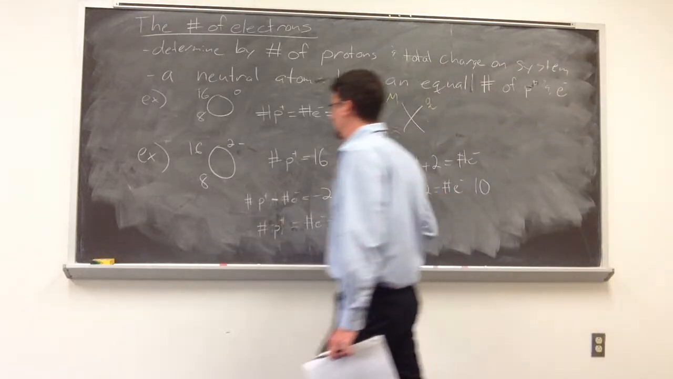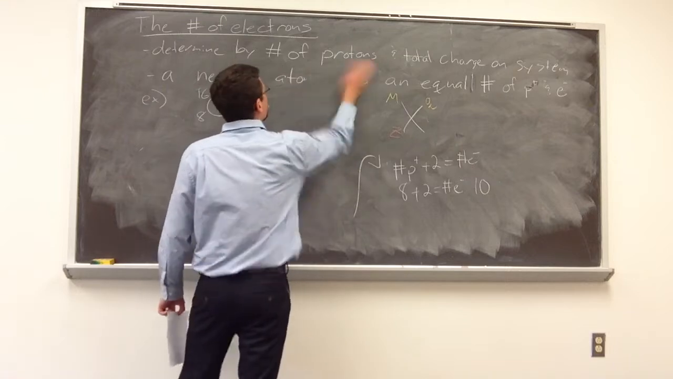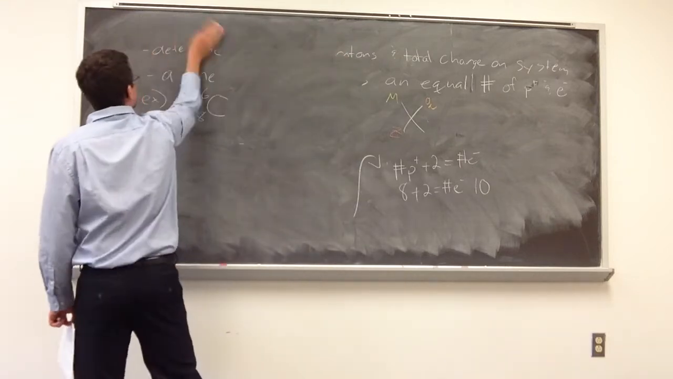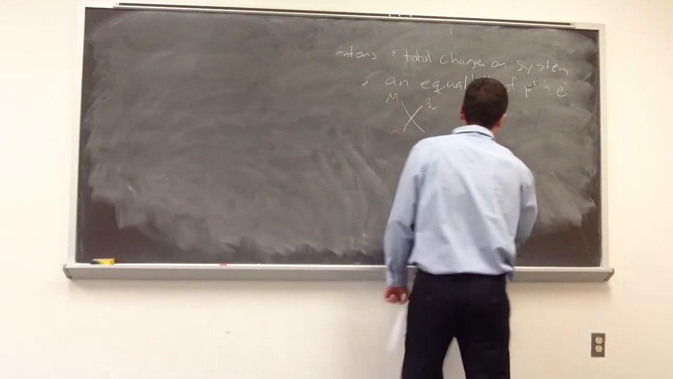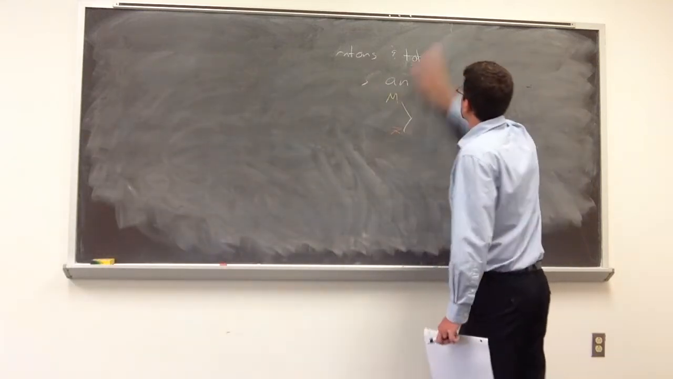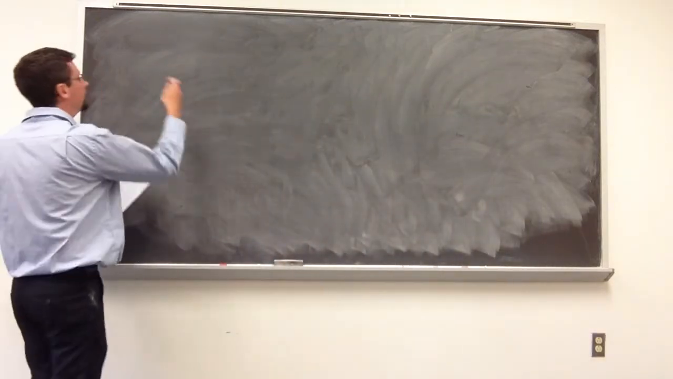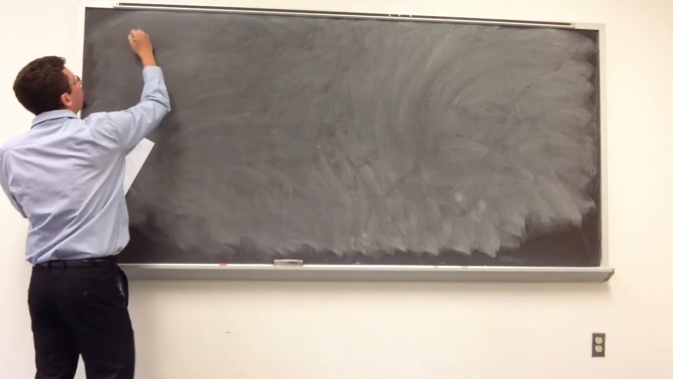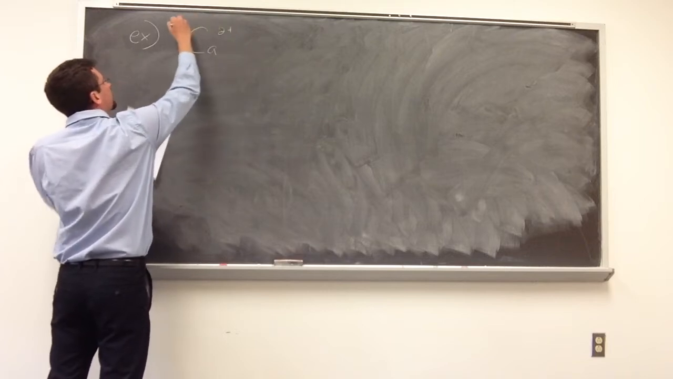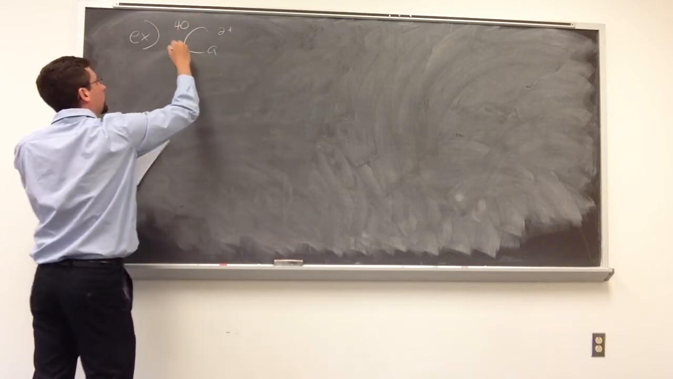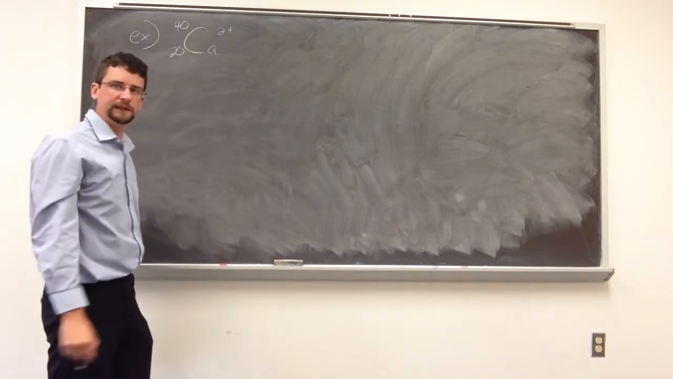Let's look at another example. That was a negatively charged species. Let's look at a positively charged species. So in this case, let's consider calcium 2 plus. Okay, and we have to figure out the number of protons, neutrons, and electrons in this system.